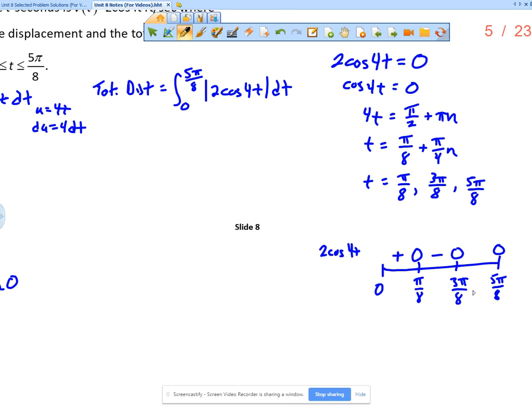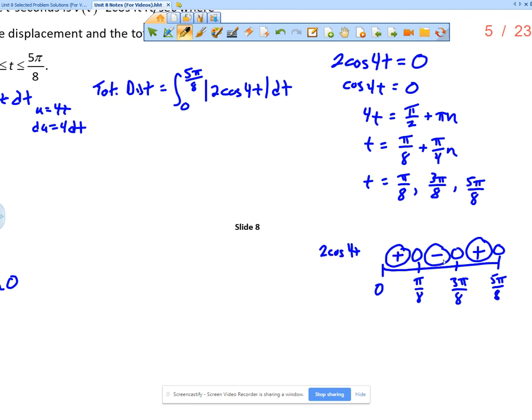All right, between 3 pi over 8 and 5 pi over 8, well, obviously, 4 pi over 8. So 4 pi over 8 is 2 pi over 4, so the 4 is reduced, so I get cosine of 2 pi, which is positive, and so I now know when the object is traveling to the right and when it's traveling to the left.